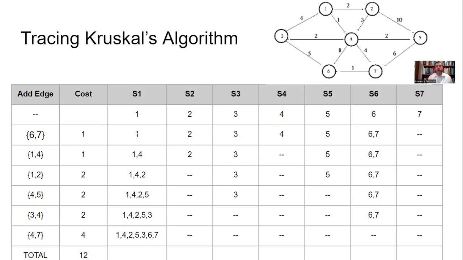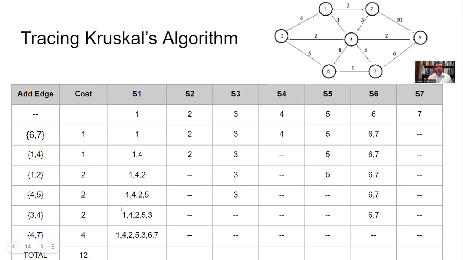So first I need to do find. Find means find what group it belongs to. This belongs to group 1. This belongs to group 4, and I combine them. We call that union, and they are now in the same group. And I take the next smallest edge. The next smallest edge is 1, 2 for a cost of 2. 1 is in group 1, 2 is in group 2, and I combine them. Then I take edge 4, 5. 4, 5 has a cost of 2. 4 is in group 1. 5 is in group 5, so I combine them.